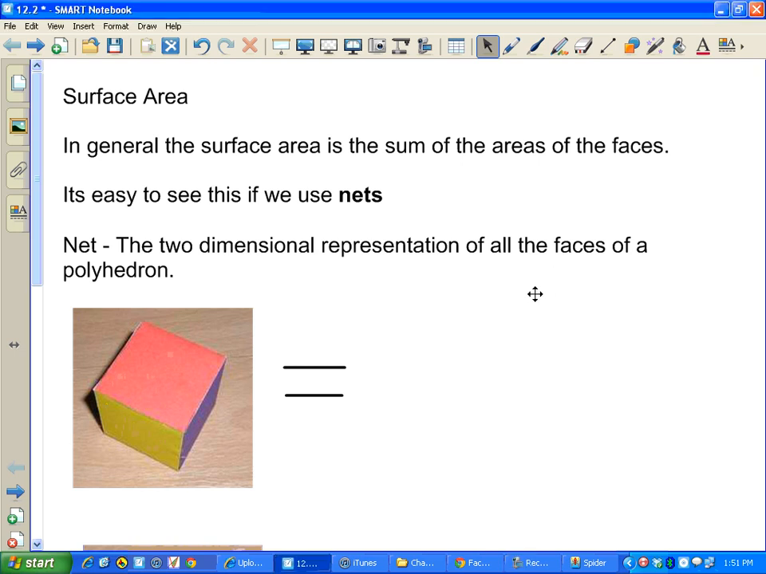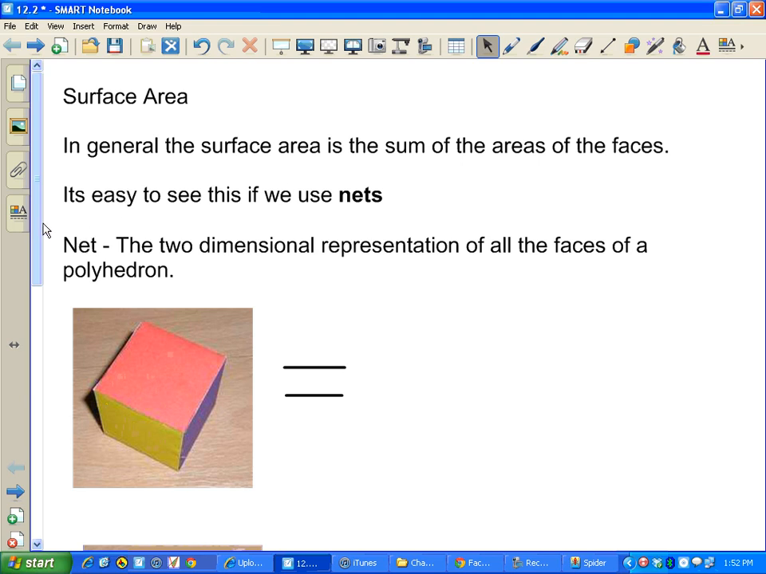The first thing we're going to do with these three-dimensional shapes is find their surface area. The surface area is the amount of area required to make the shape. So if I take the area of all the different sides of the shape and add it up, that is the surface area, the area of the entire surface of the three-dimensional shape.